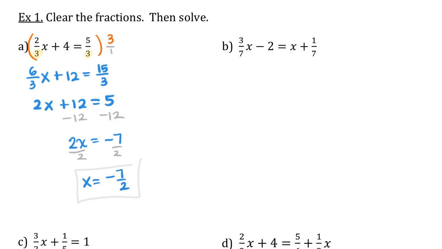Okay, I have 3/7 x plus 2 equals x plus 1/7. I only clear if I have to. So if I were trying to solve this, I would minus the x over. I can minus the x, but I'm going to have to do a common denominator. And so we're going to practice doing it without that. We're going to clear the fractions.